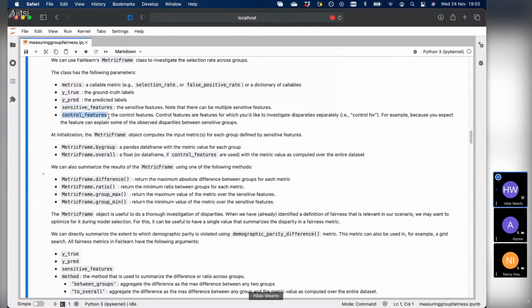And then we also have control features, and this is a very specific parameter that also contains a column of your data set. But these are features that you might want to investigate disparities for separately. So you want to sort of control for this particular feature.